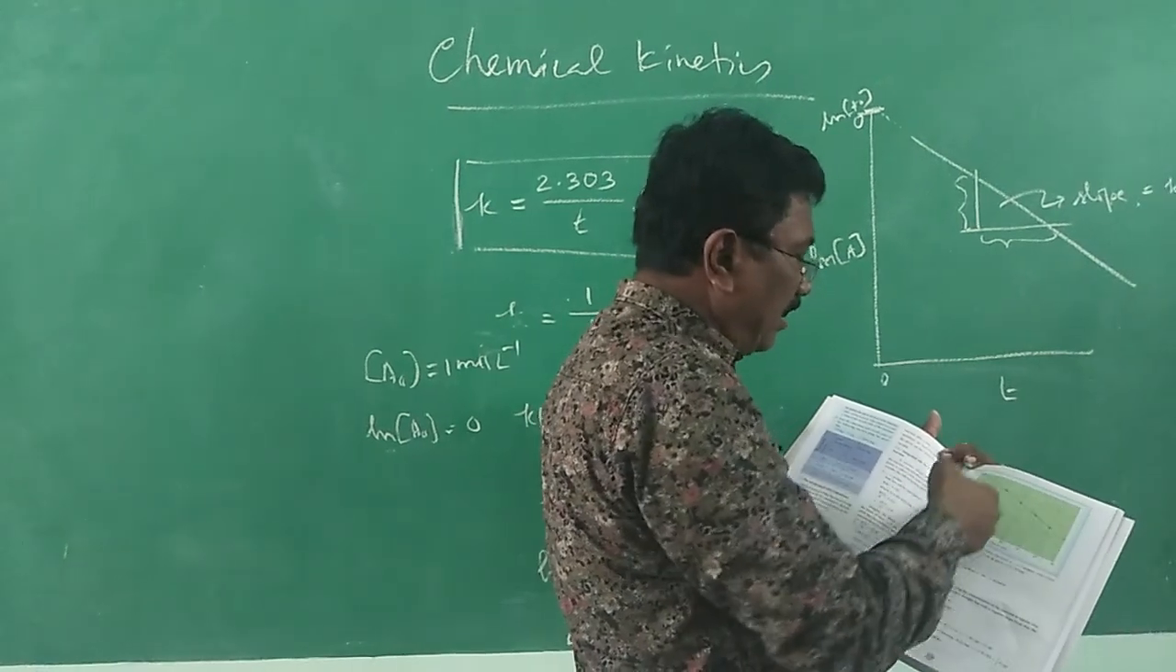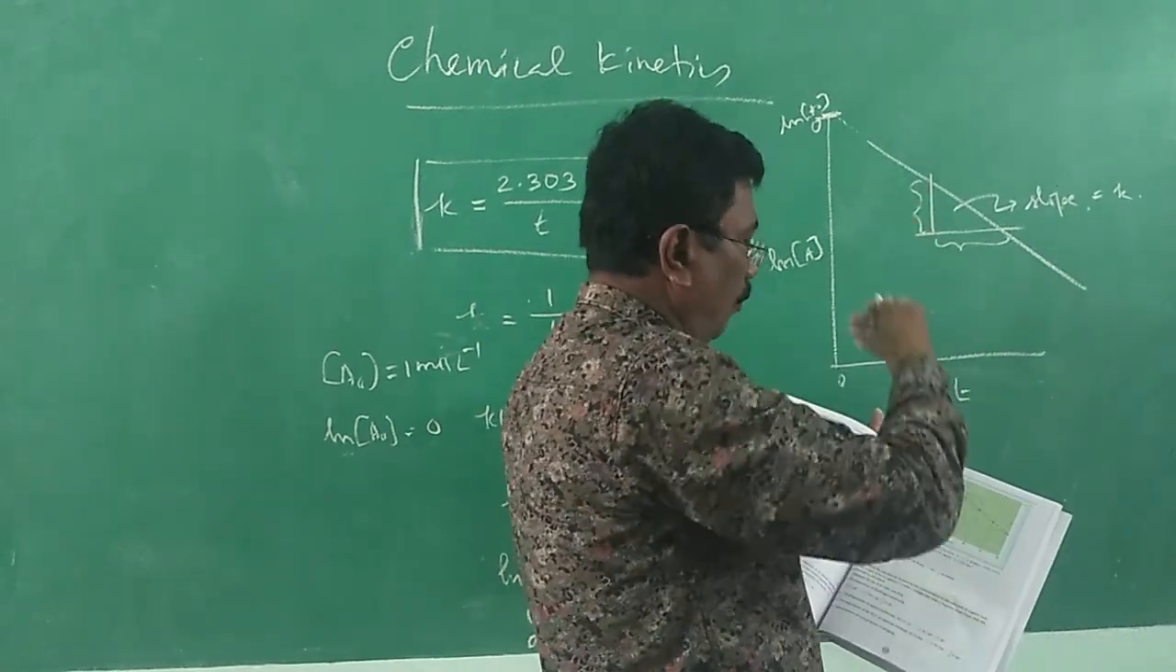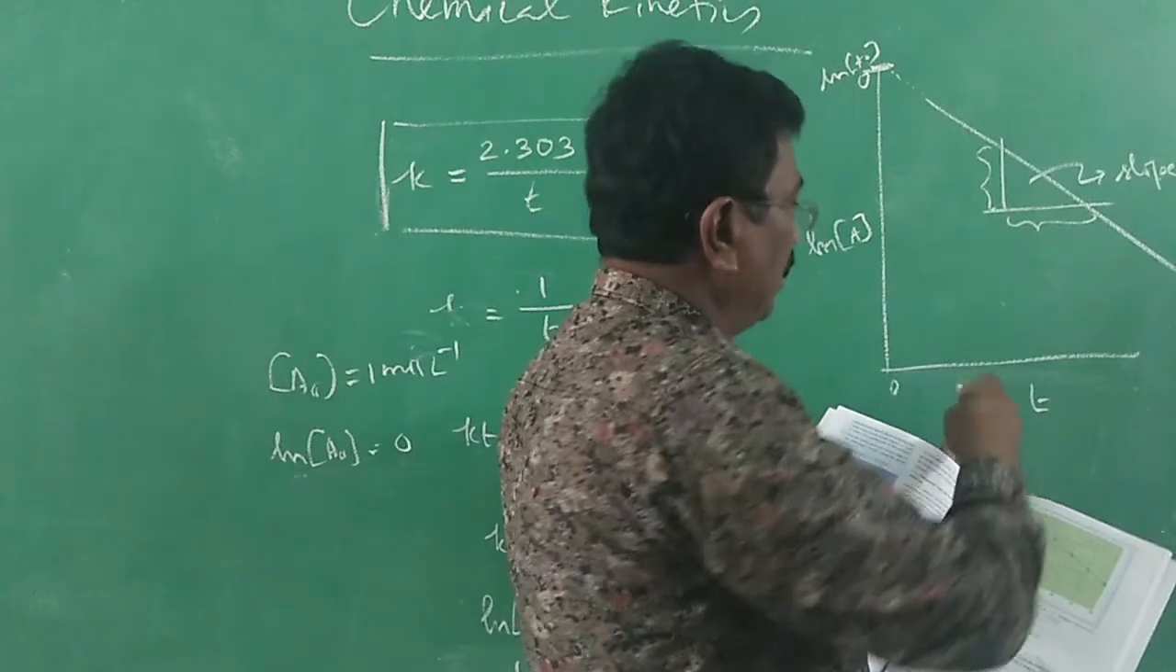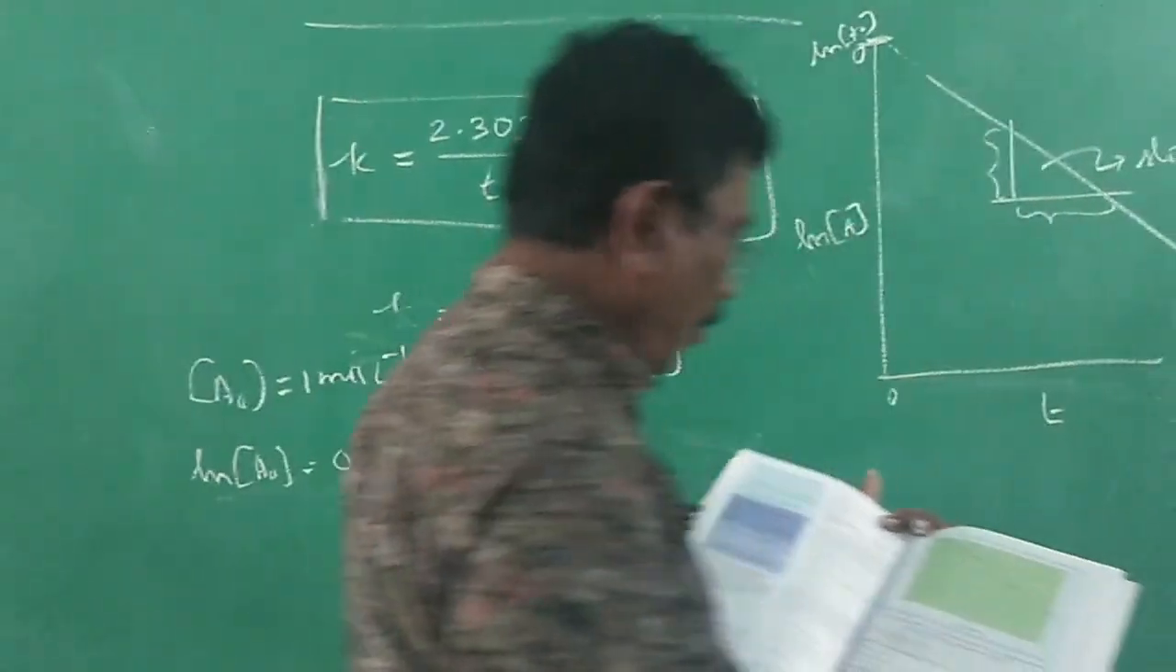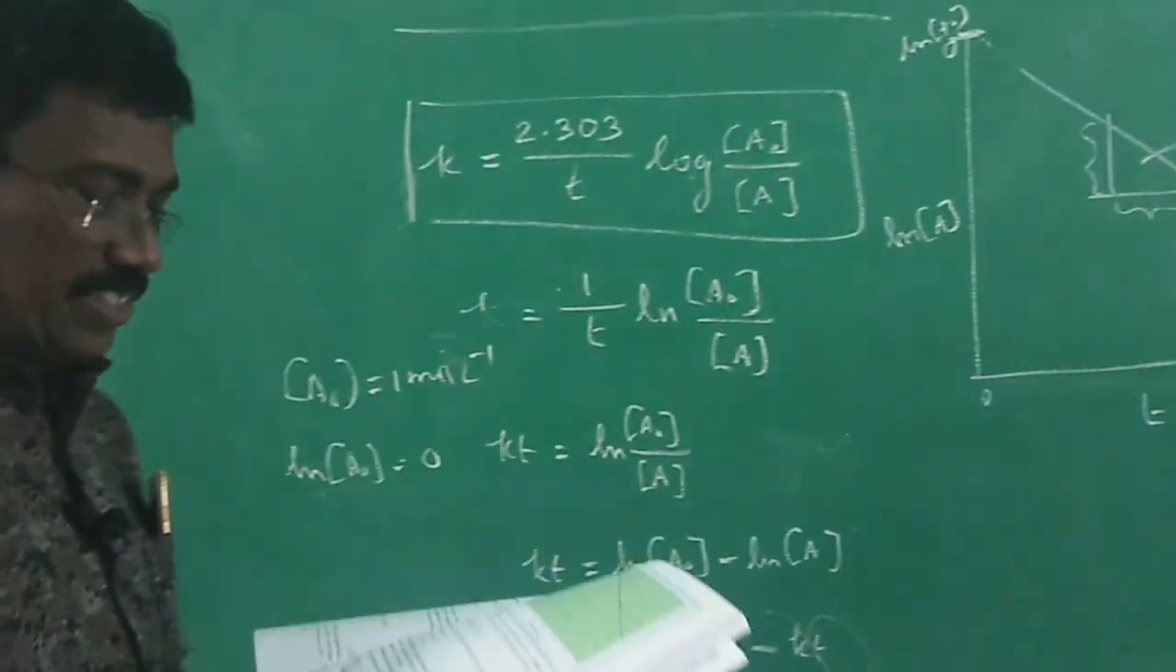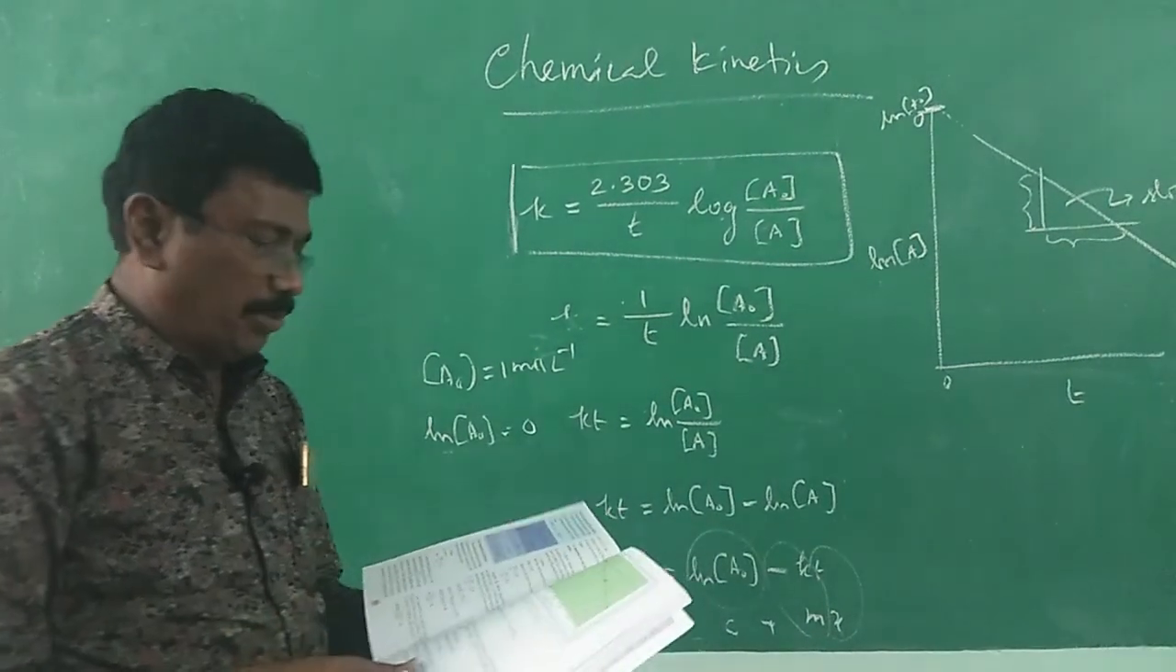When we take the logarithm value, it will become negative. Therefore, minus 0.5, minus 1 likewise as time passes. This is how we get the value of K for the first order reaction. You might have seen the examples also.